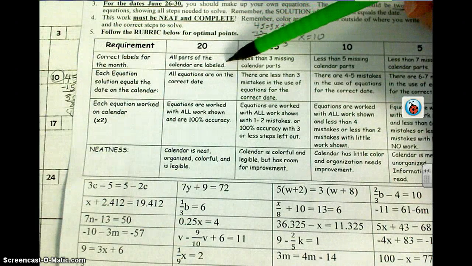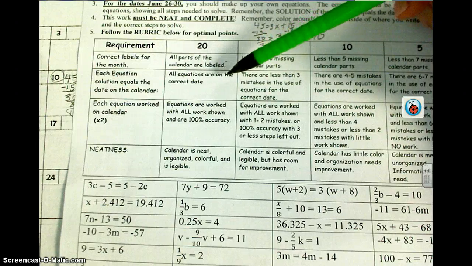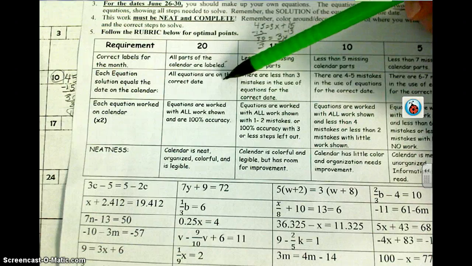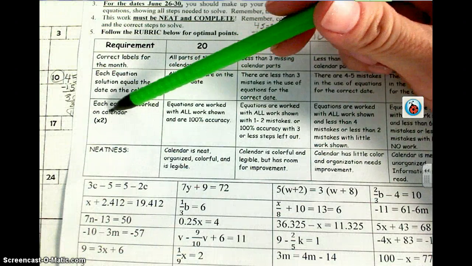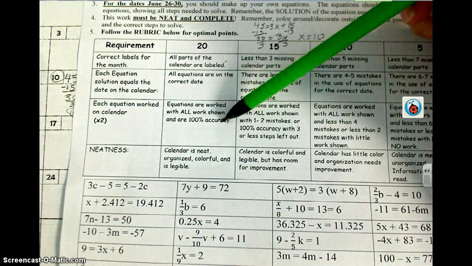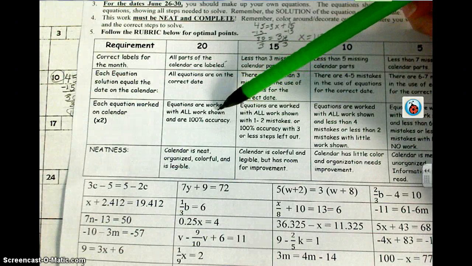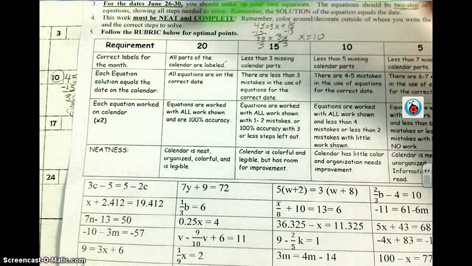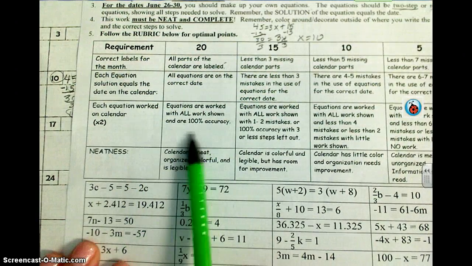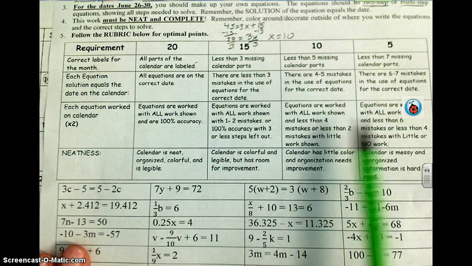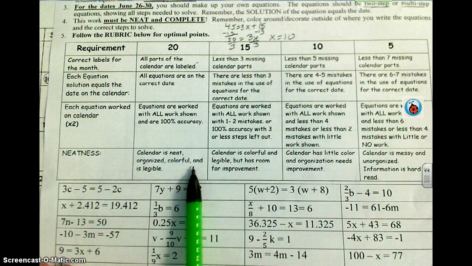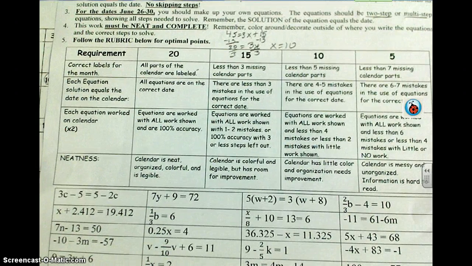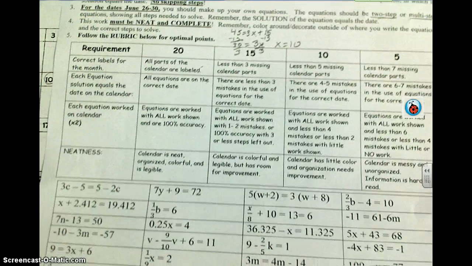All parts of the calendar are labeled. Each equation solution equals the date on the calendar, that they are all correct. Each equation worked on the calendar, and this is double, that you have all work shown for every equation. No work left out, or you won't get full points. This is times 2, so this part's worth 40 points, 30 points, 20, and 10. And then neatness is worth 20 points: the calendar is neat, organized, colorful, and legible.